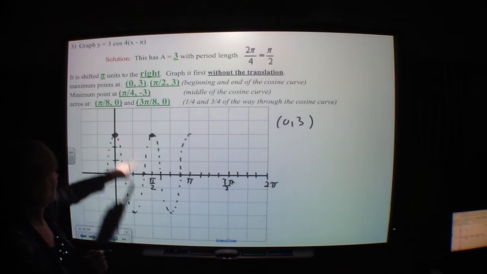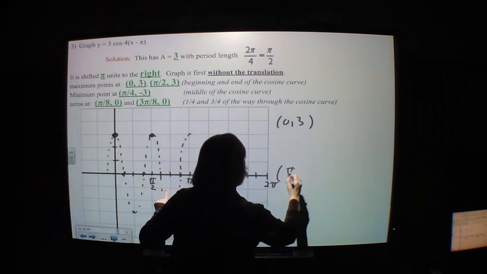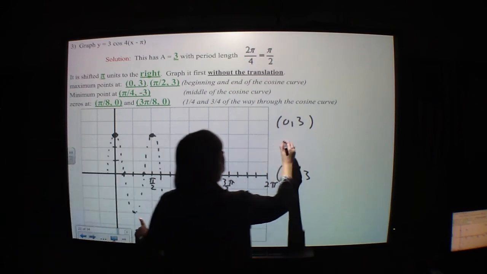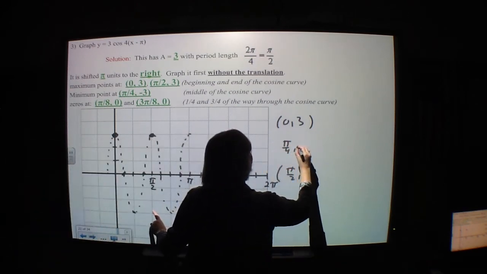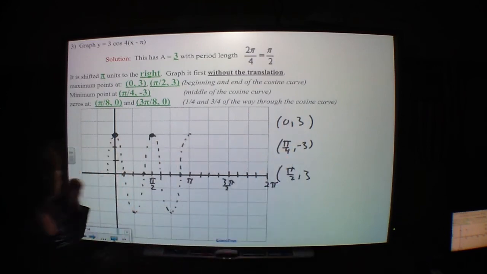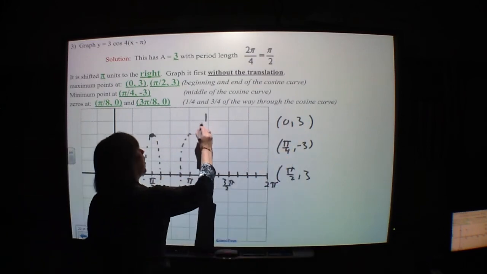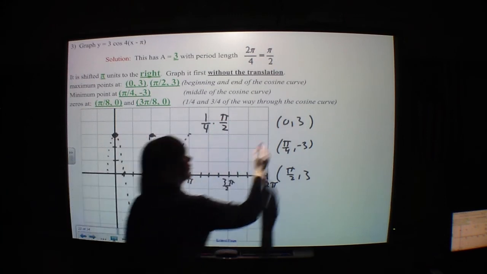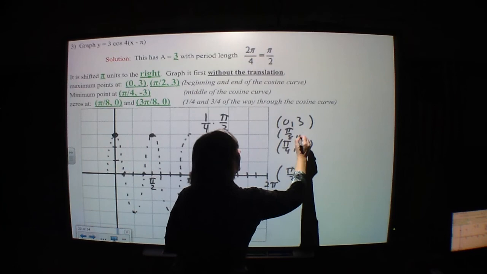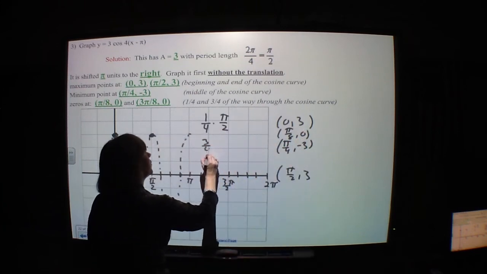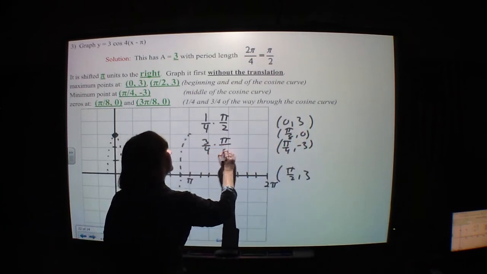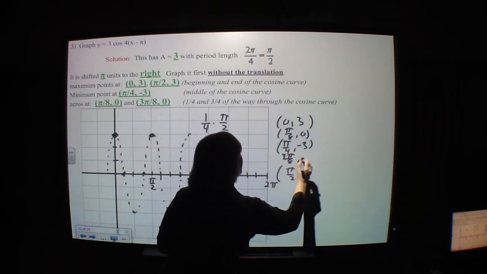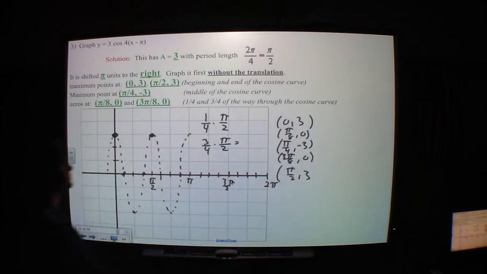0, 3 is the maximum, and also pi over 2, 3 is the maximum. Halfway through, so that's pi over 4, is my minimum. A quarter of the way through, so 1/4 of pi over 2, which is pi over 8, I have a 0. And 3/4 of the way through, I have another 0. Okay?